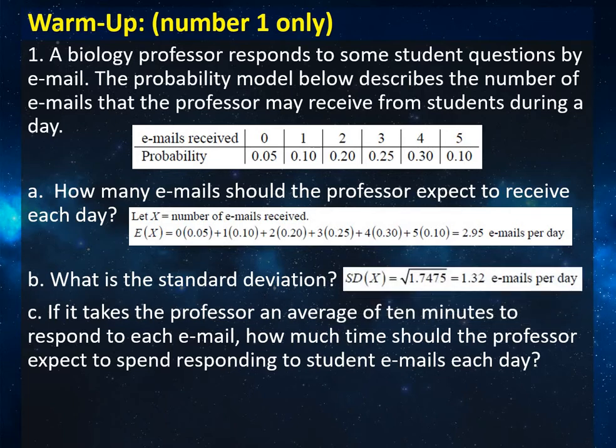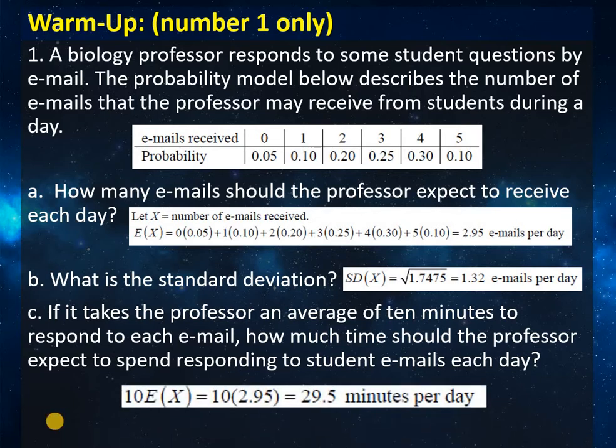Now, for many of you, this last part is going to be like, well, duh, of course. If I have 2.95 emails per day and it takes me 10 minutes on average to respond to them, how much time do you think he's going to spend on emails per day? Did you say 9.5 minutes? Okay, I was like, where did the 9.5 minutes come from? Maybe it wasn't as easy. Yes, 29.5 minutes, or you could even say about 30 minutes. And this is what per day.